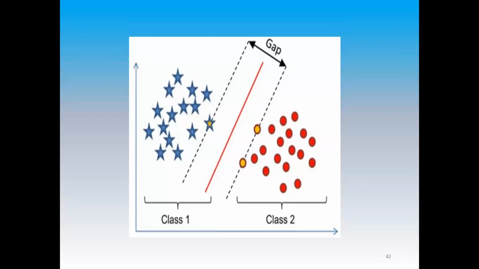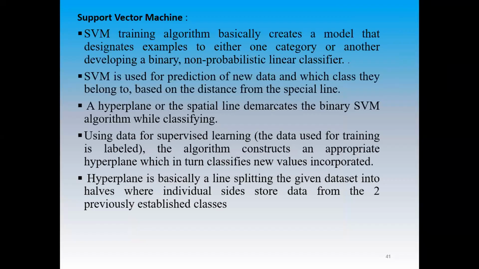So that's what SVM is about. The hyperplane is the one that decides how to classify the data from two different classes.